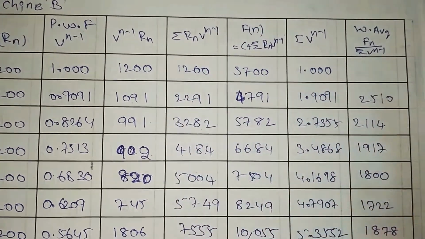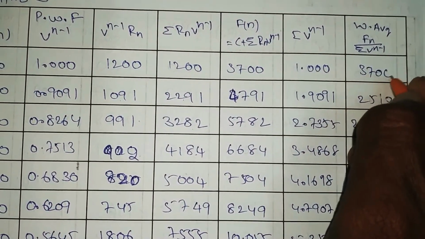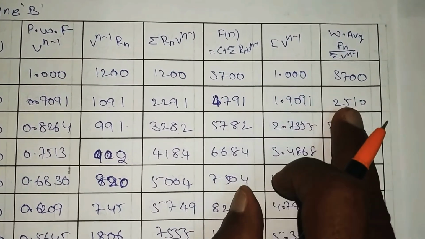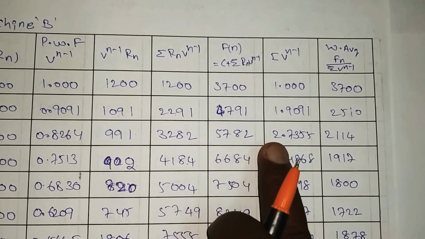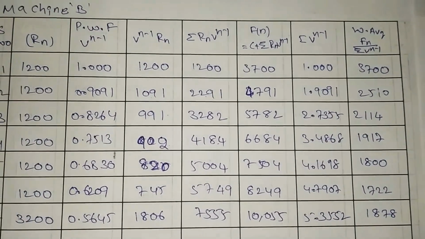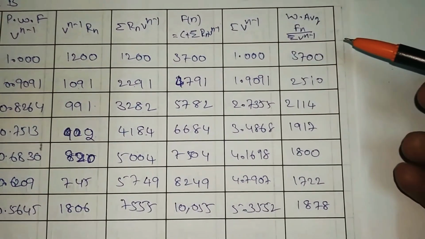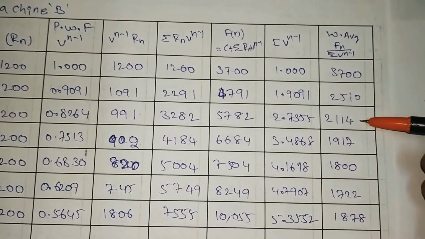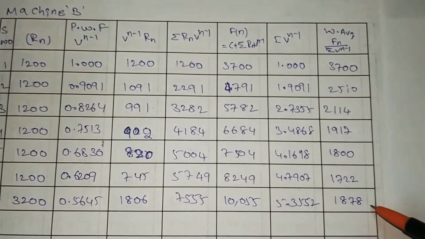Weighted average is this one divided by this one. 3700 divided by 1 is 3700. 4791 divided by 1.9091 is 2510. Similarly, 5782 divided by 2.7355 is 2114. Like this, find the weighted average up to 7 years for machine B. Check the values of the weighted average: 3700, 2500, 2100, 1900, 1800, 1700, and again 1800.